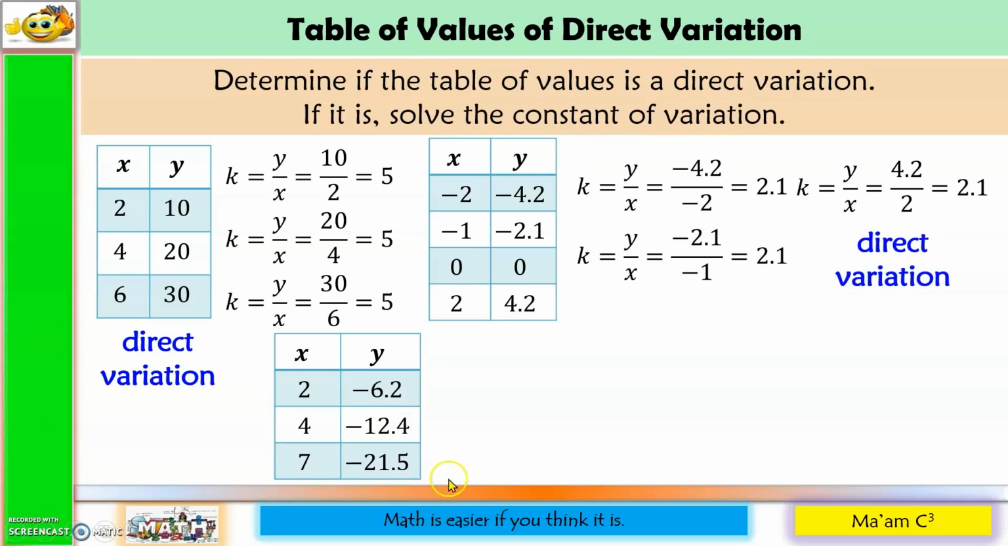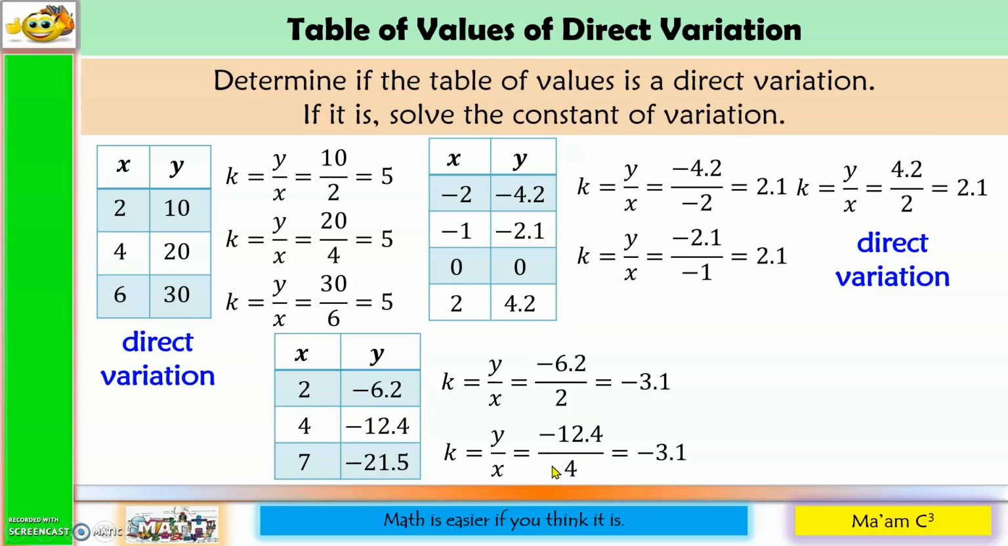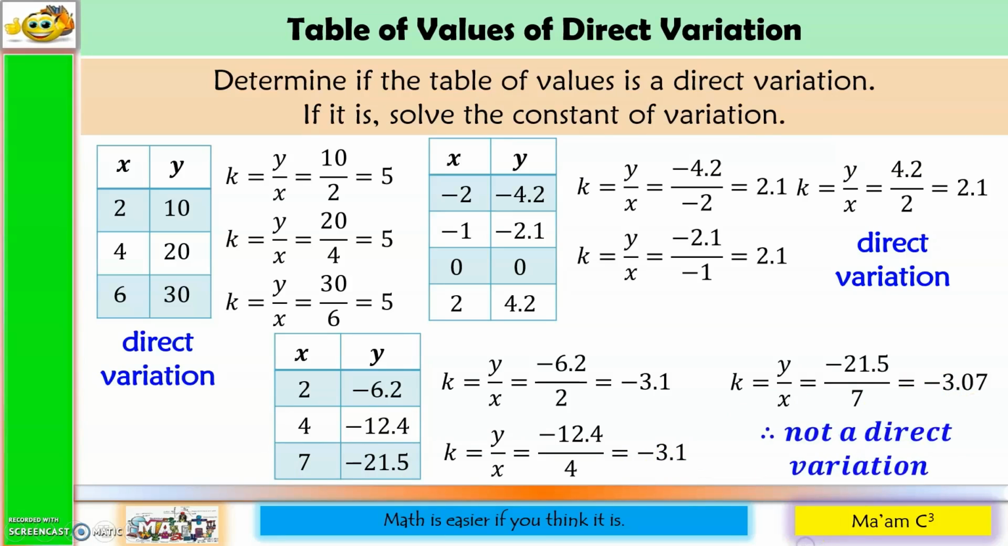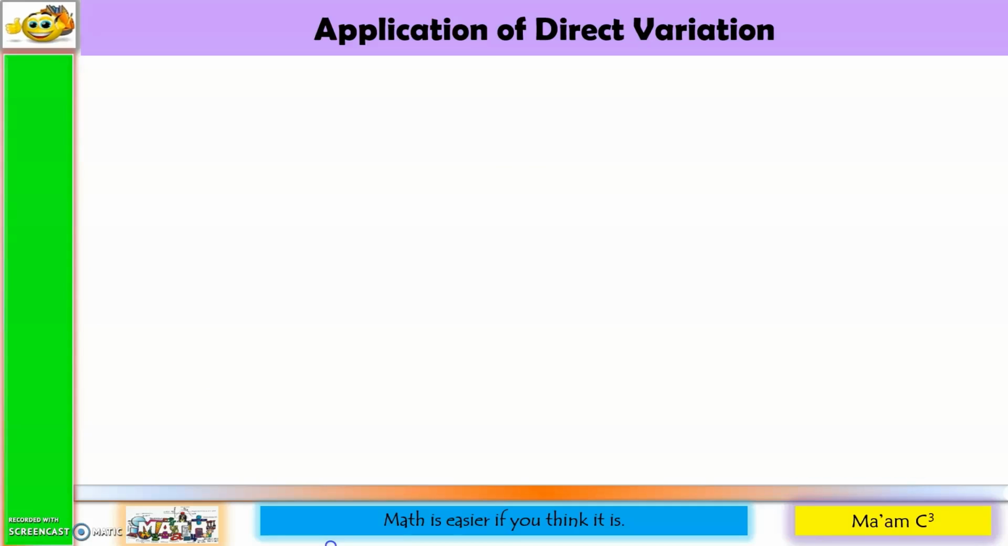Another example. So we have negative 6.2 divided by 2 and that is negative 3.1. The second pair, negative 12.4 divided by 4 is also negative 3.1. Third pair, negative 21.5 divided by 7 is negative 3.07. And it is not equal to negative 3.1. We do not consider rounding off. Therefore, this is not a direct variation. This is it, application of direct variation.